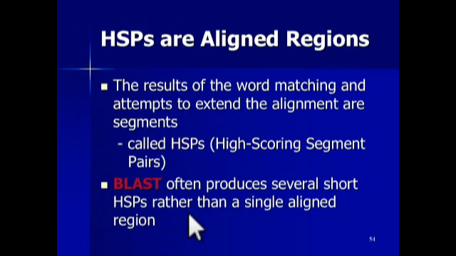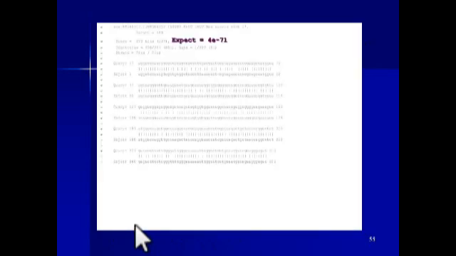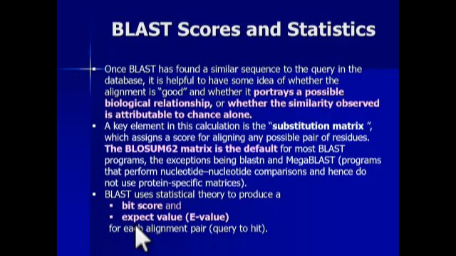Then the high scoring pairs form the aligned region. Whatever scoring we are doing, after that we sort them and select the very high scoring pairs, which are known as high scoring segment pairs, in short HSP. BLAST then produces several short HSPs rather than a single aligned region. So that is the way it goes on to compare the other parts, right? This is the thing which is done.